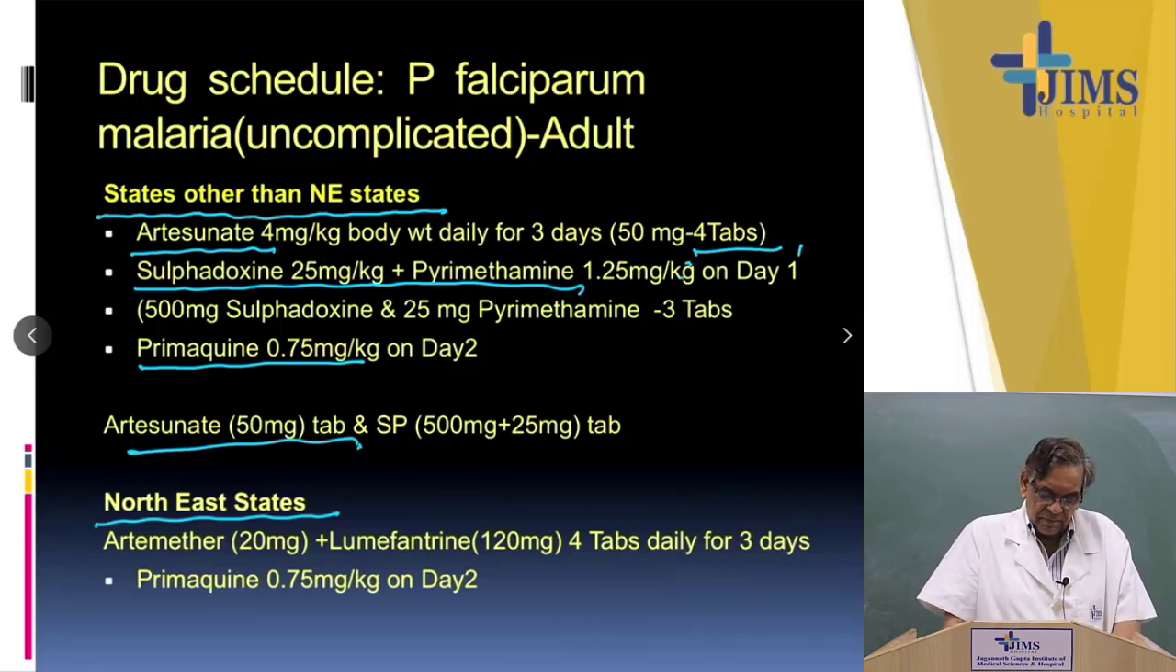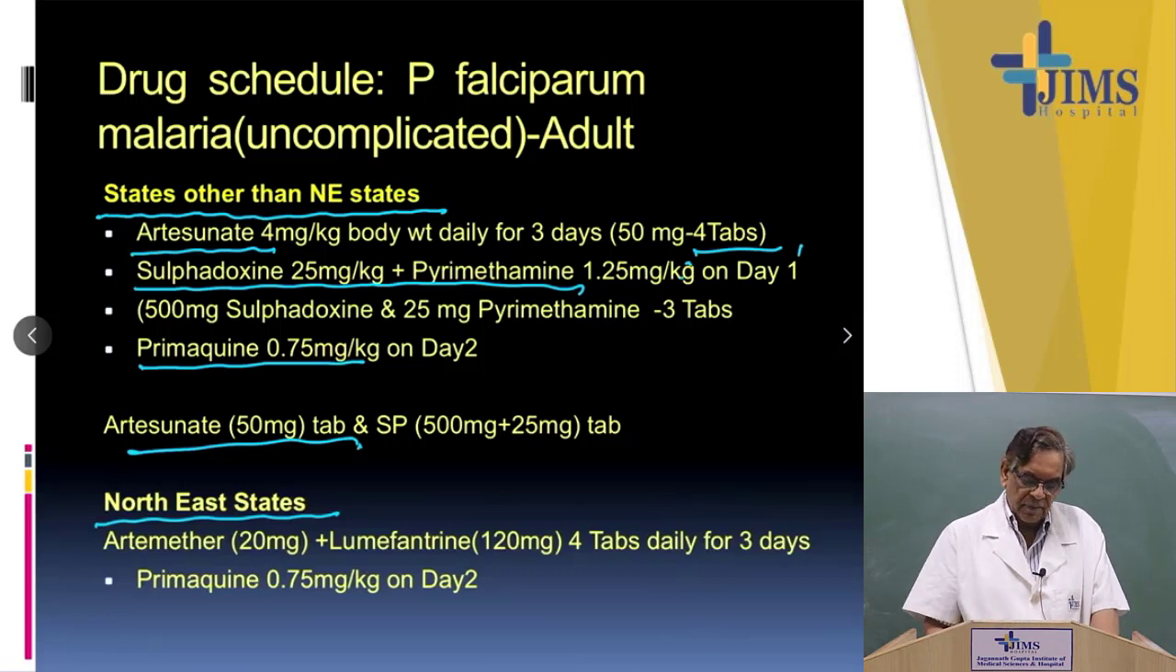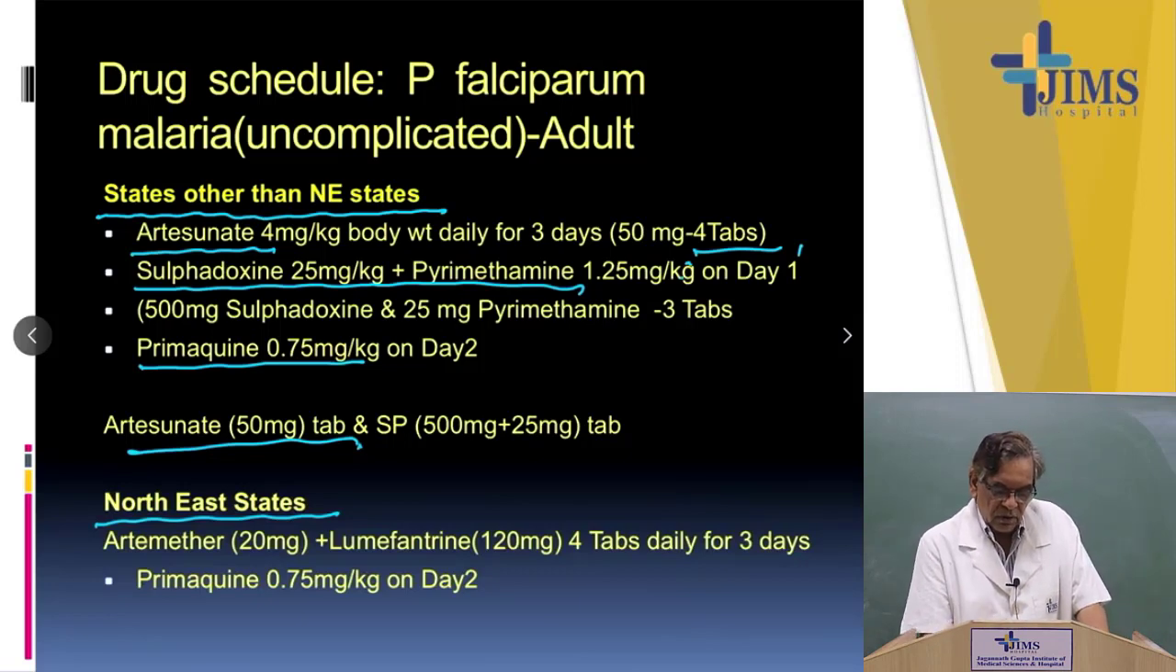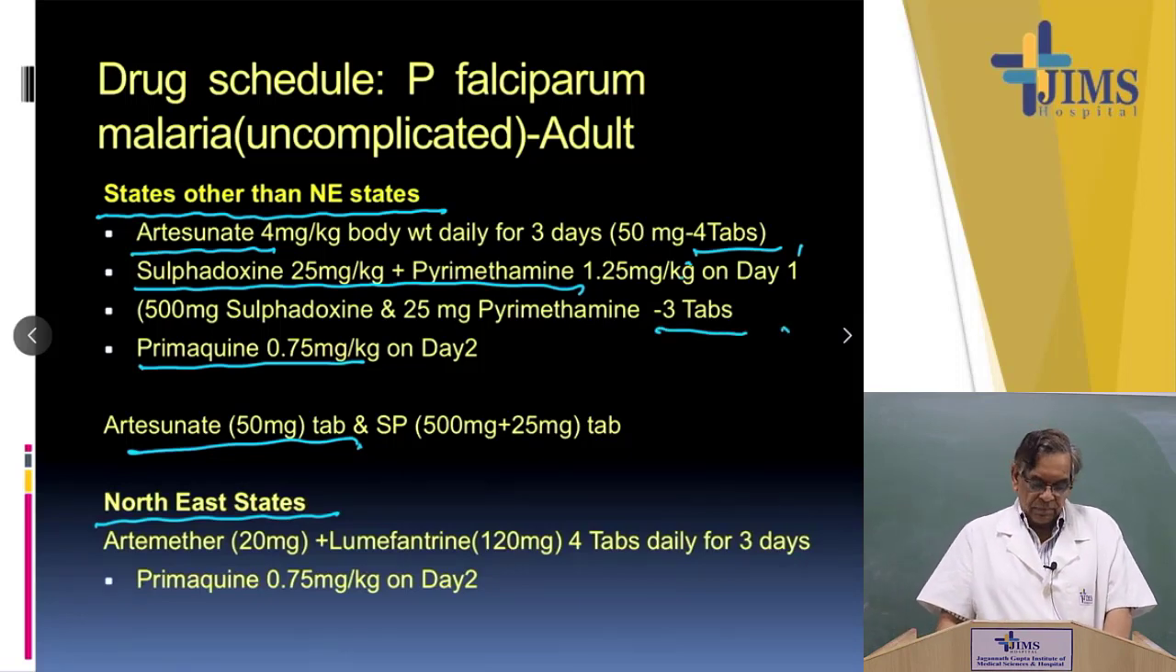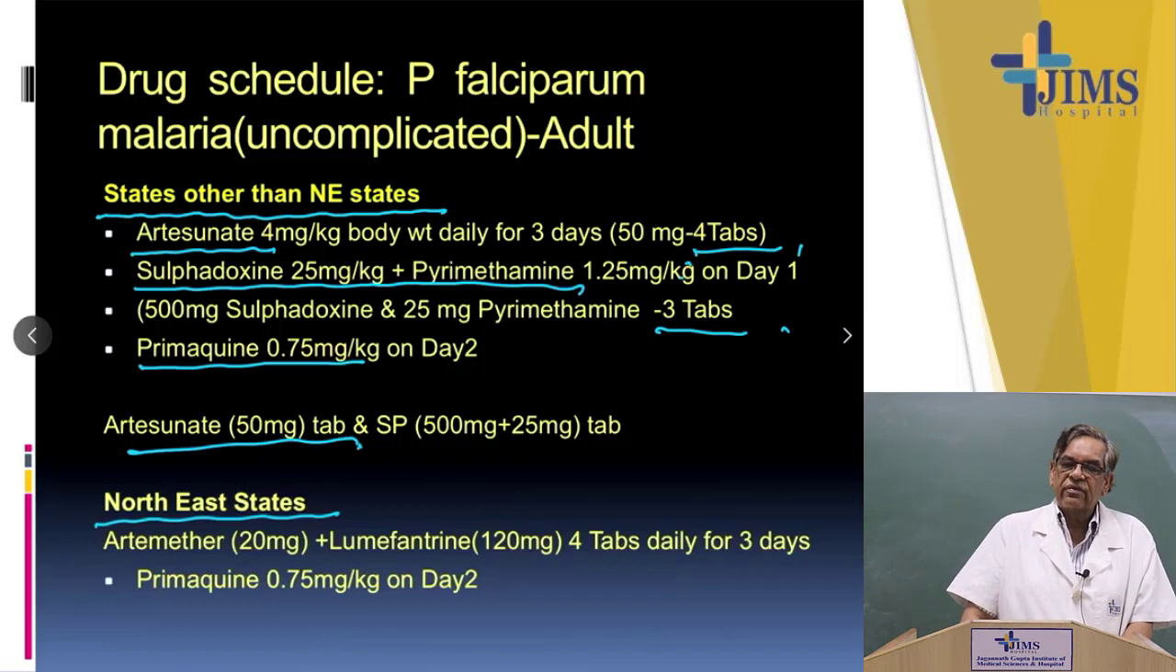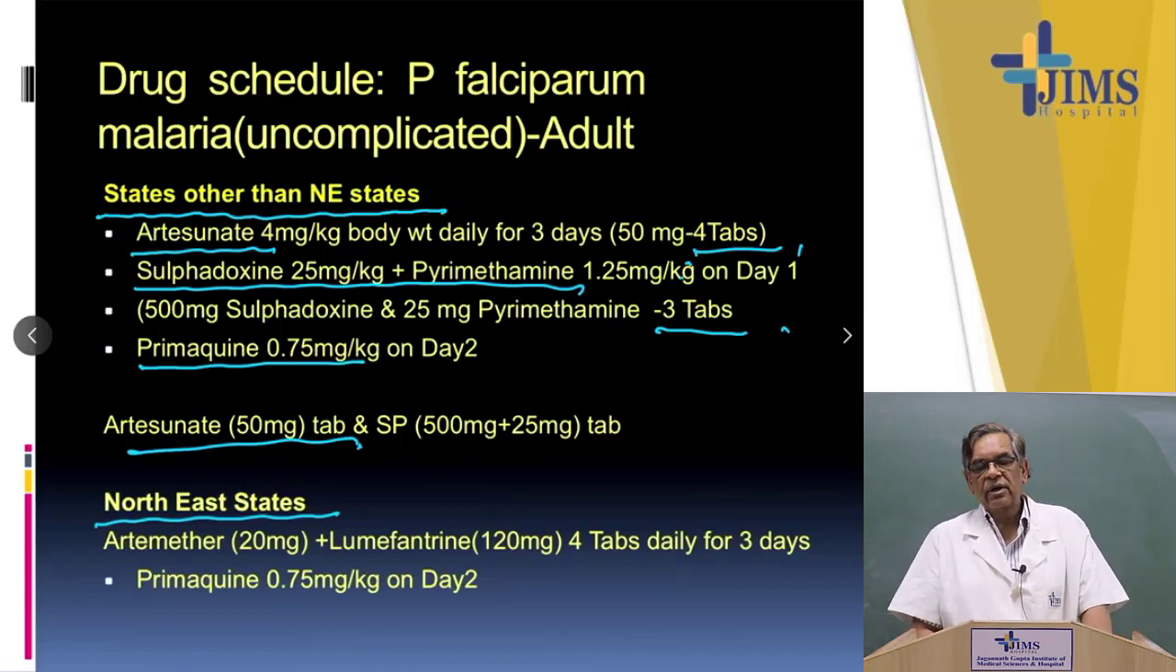Sulfadoxine pyrimethamine: the tablet is sulfadoxine 500 mg, and the pyrimethamine is 25 mg. This is the tablet formulation. So on day 1 how many tablets will you give? 3 tablets. And primaquine, the dose is 0.75 milligram per kg body weight on day 2.